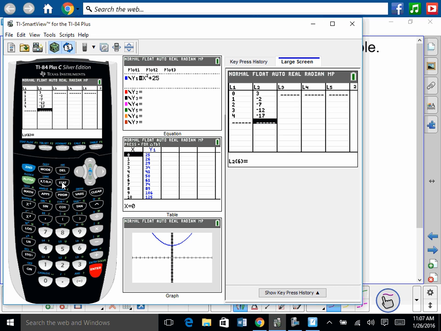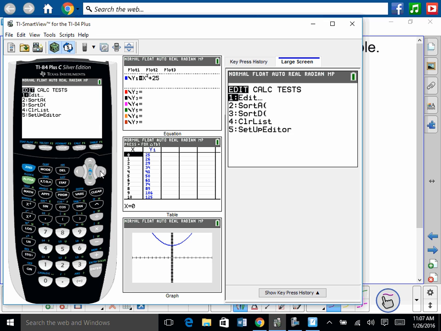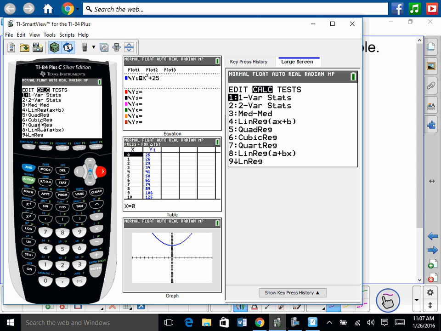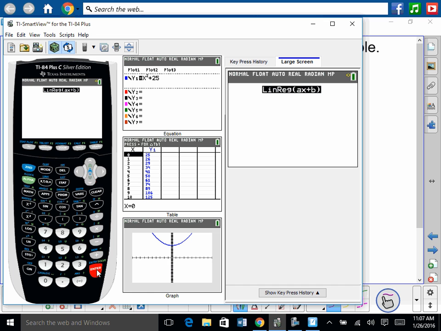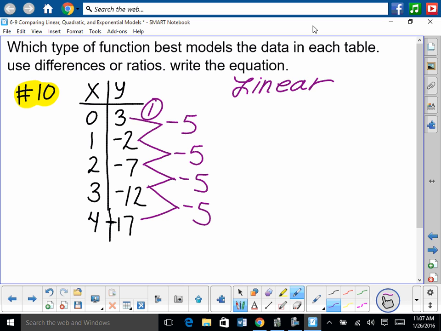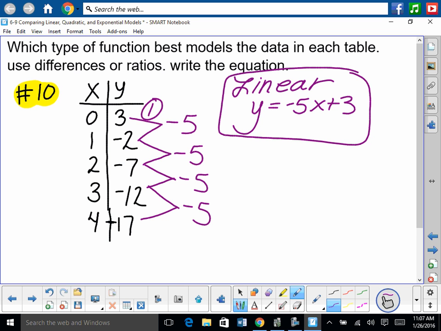Now we know it's linear, it's not quadratic, so we're going to make sure to choose the correct thing. So we hit stat again, over to calculate, and we're not going to go to quadratic. It was linear, right? So look, number 4 and number 8, we'll say linear. Either one will work. So I'm just going to use this one. Linear regression line. I hit enter, enter through, and I get y is equal to ax plus b. So y is equal to -5x plus 3. Which makes sense. That is a line. Y equals -5x plus 3. Does everybody see how to do that one?